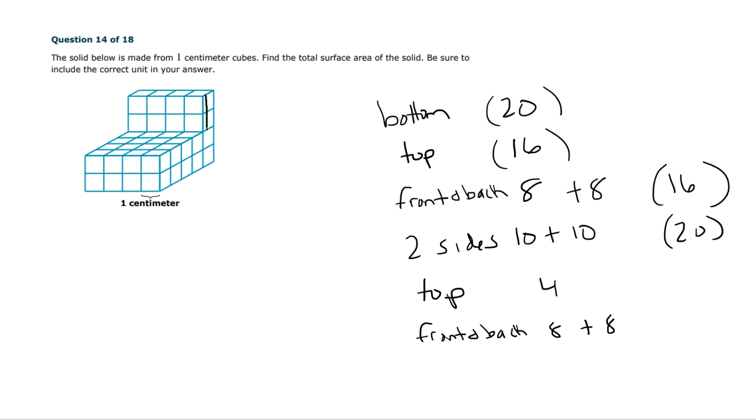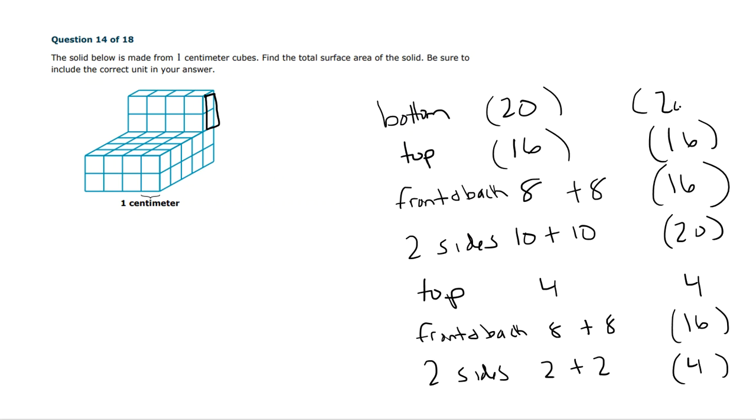Okay, so we have a 1 by 2, which is 2. And there's 2 of those, so 2 plus 2 is 4. Okay, so 8 plus 8 is 16. And then we have 4. And now we're just going to add all of these numbers together, and that will give us our surface area. And that would be 96 centimeters squared.